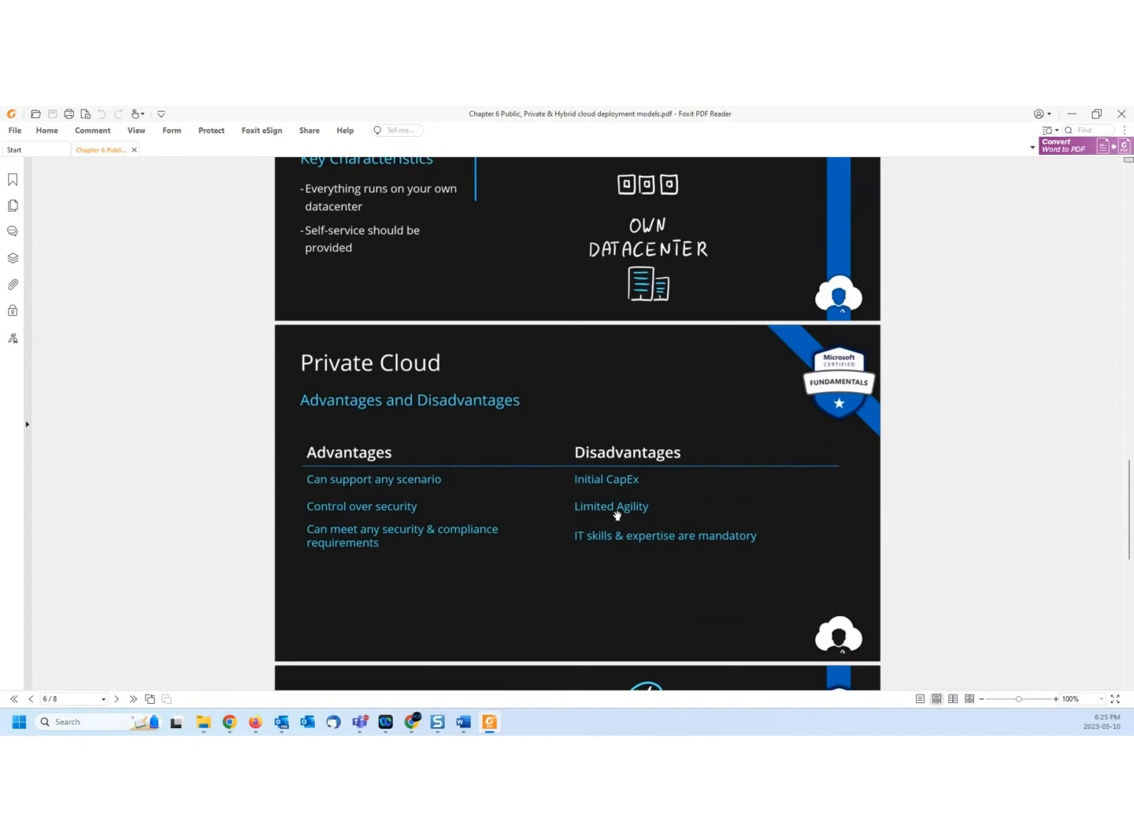Azure and AWS are not liable to tell you how much resources they have put in their data centers, because you are just renting it out. So you are just taking the slice out. Limited agility, and IT skills and expertise are mandatory at your own data center. Somebody should be available maybe 24/7, if you are trying to achieve maximum high availability and fault tolerance, just sitting there and monitoring your server or servers within that data center.